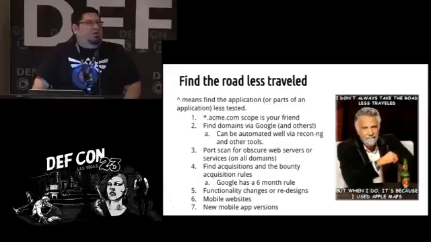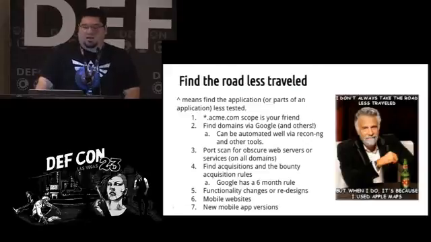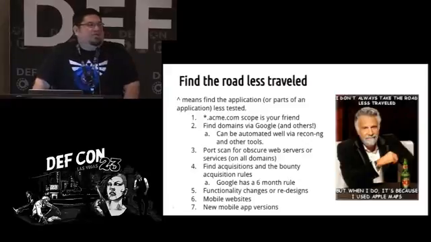So what you want to do in a bug bounty is basically find the road less traveled. And this is if you're aiming to get paid, I think. So you can attack the flagship application that the company has, right? But really, that's not where the vulnerabilities are going to be most of the time. That application has been tested by a pen test team. It's probably had a bug bounty on it for a long time.